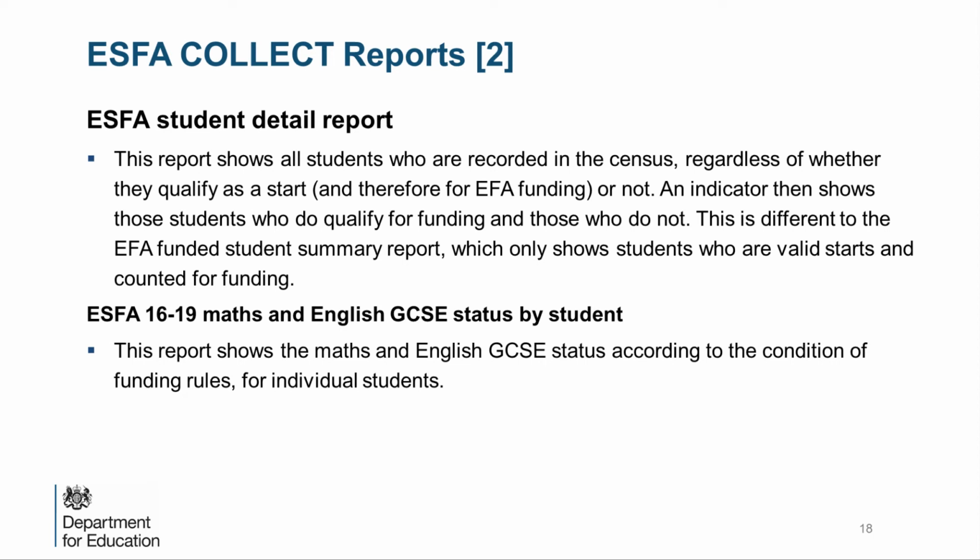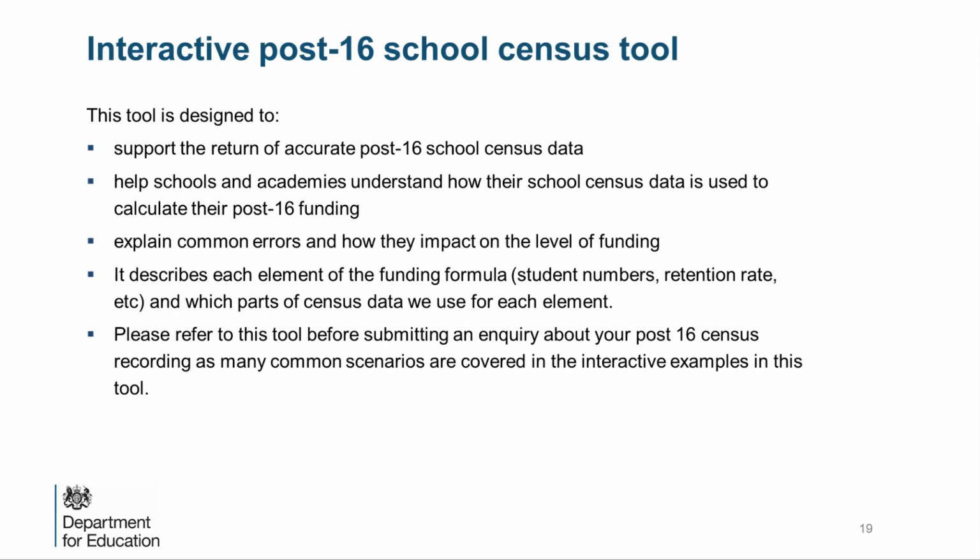Guidance regarding these reports can be found on the school census page on the gov.uk website. The School Census Post-16 Interactive Guide is designed to help schools and academies understand how school census data is used to calculate post-16 funding and examine common errors and how they impact on the level of funding. We would strongly encourage schools to use this tool before they start building their autumn census data and before the submission deadline. The tool can be found on the gov.uk website. The link is shown in the further information slide.